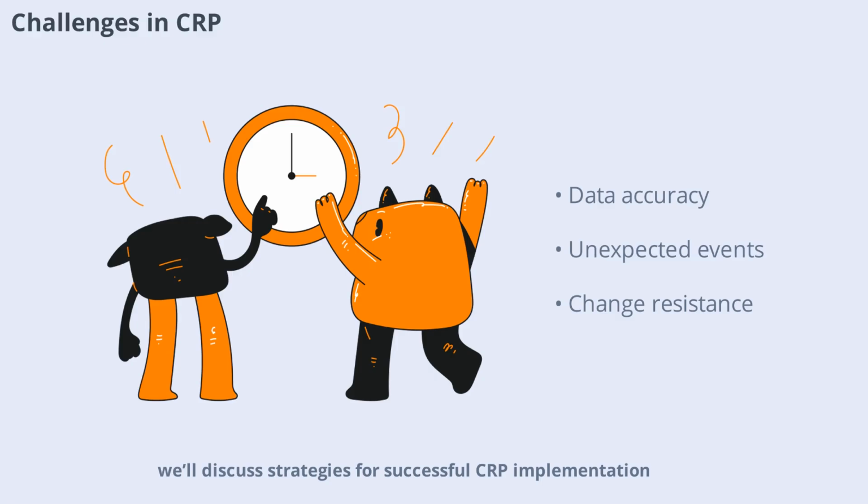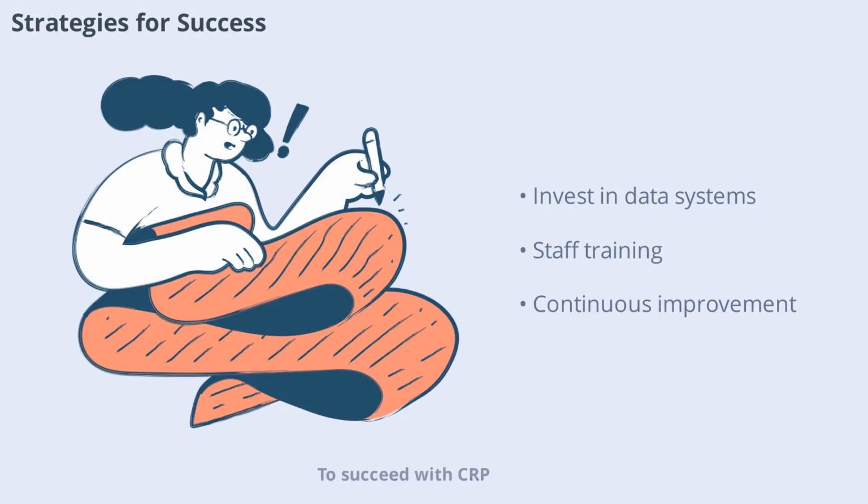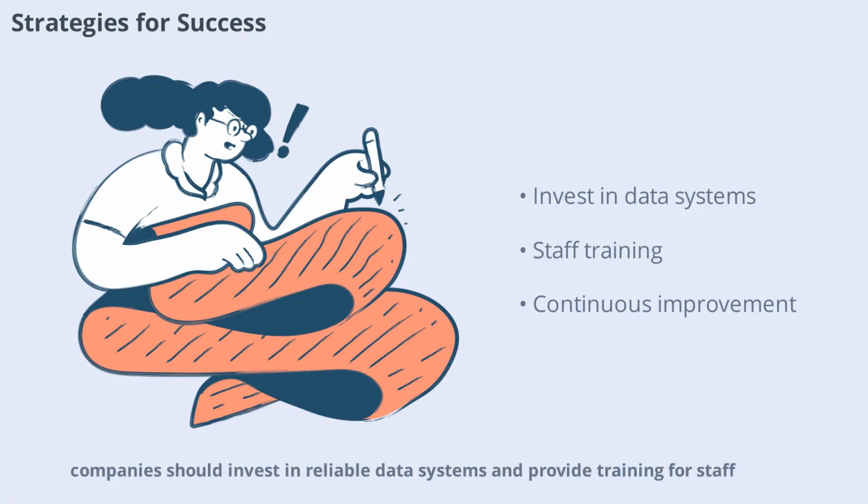Next, we'll discuss strategies for successful CRP implementation. To succeed with CRP, companies should invest in reliable data systems and provide training for staff. Involving employees in the planning process helps build support and ensures that plans are realistic. Regular reviews and updates keep the CRP process aligned with changing business needs. By fostering a culture of continuous improvement, organizations can make the most of CRP and stay competitive.